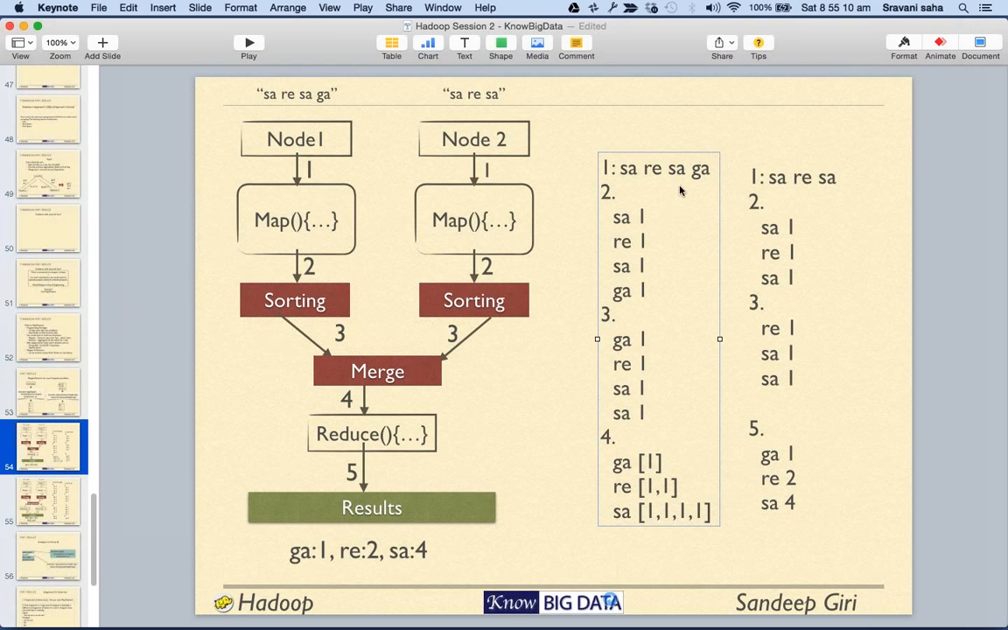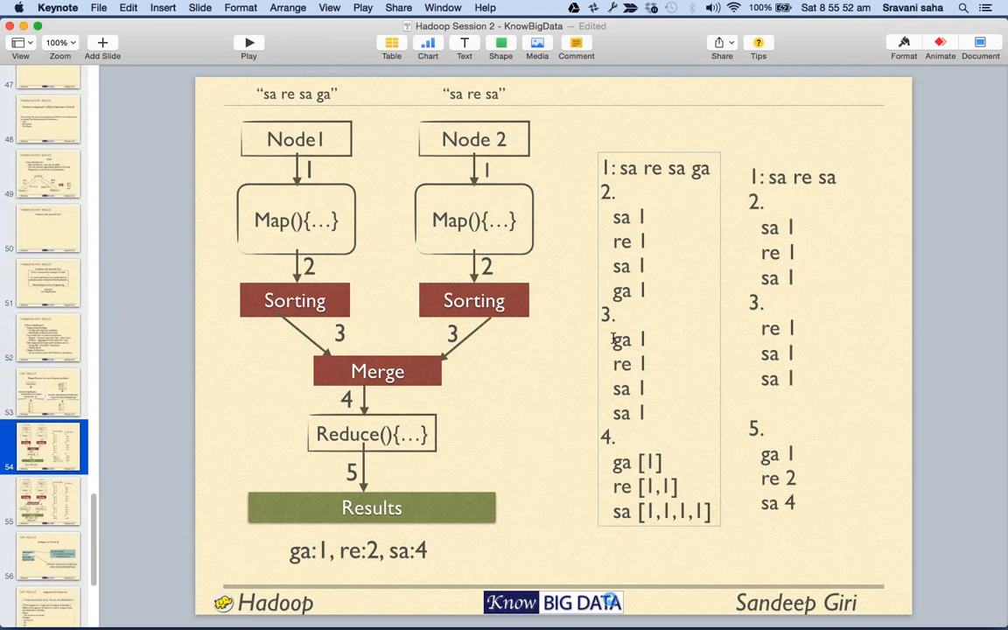So let me go through the values. Imagine that on node 1 the section of the file is sa re saga, while on the second node we have sa re sa. After the map function, sa re saga is converted into this. Further, the data is sorted on each node. This is the duty of Hadoop. Step number 3 and step number 4 are the duty of Hadoop. Except for the map function and the reduce function, these three blocks, the rest is the duty of Hadoop.